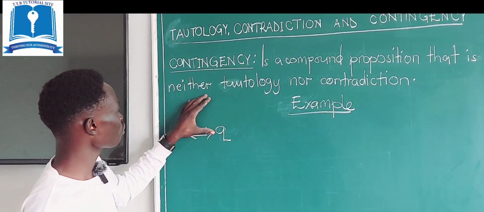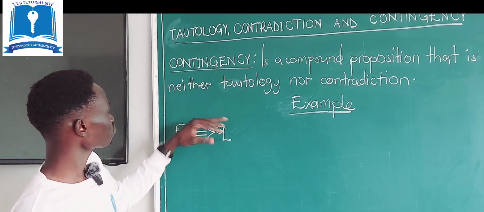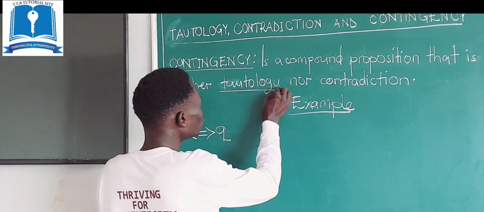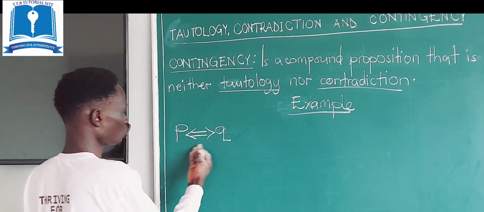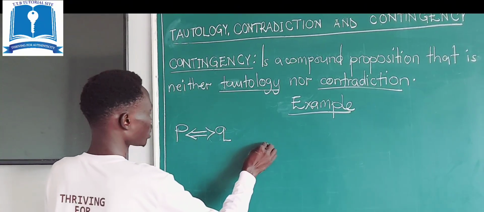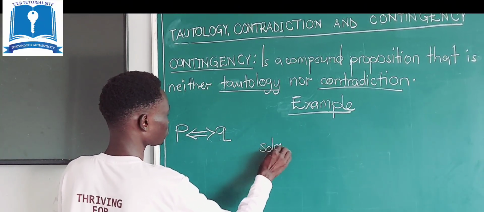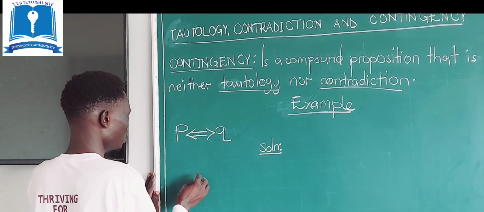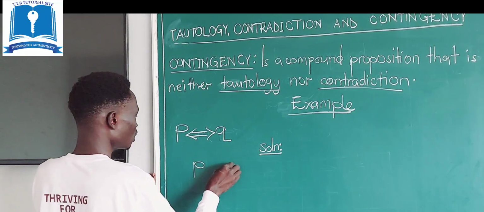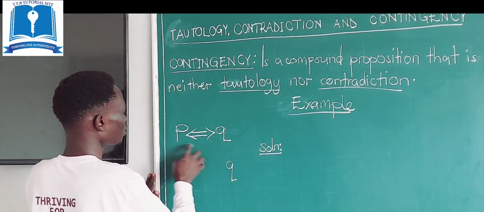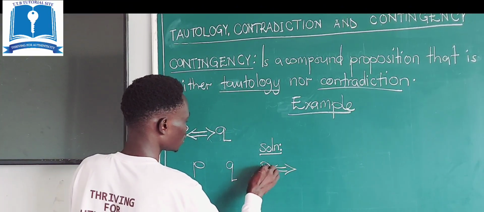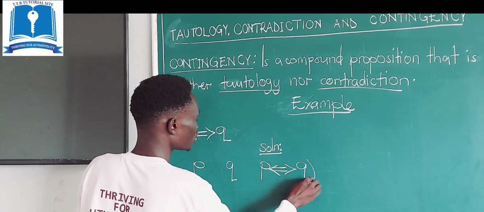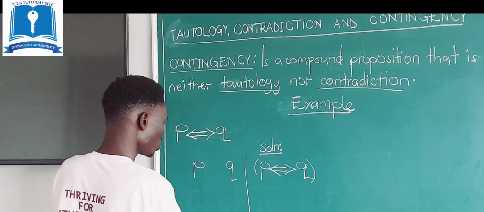So now let us see how we can solve this contingency. Remember, it is neither a tautology nor a contradiction. So let us solve this. Solution: we have only 2 letters, so it is P, Q. Then the whole statement, P biconditional Q.